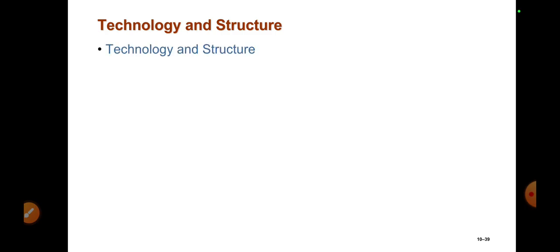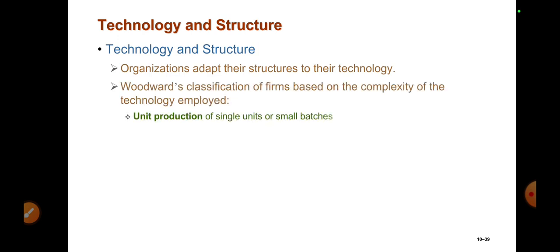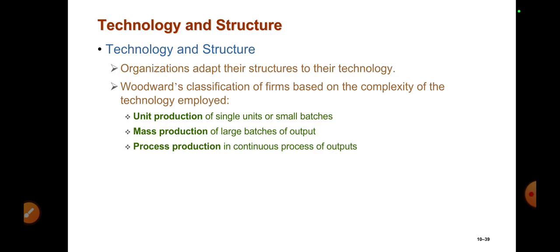Technology and structure. We know technology is a method, technique, or mode by which an organization produces its products and services. So their structure also depends on the technology they use for production. Generally, Woodward classified production technology into 3 parts. Unit production, which produces single-unit products like an automobile or a car. Some organizations produce a large amount of product at one particular time, and that is mass production. And after that they produce new types of product. And another one is process production.